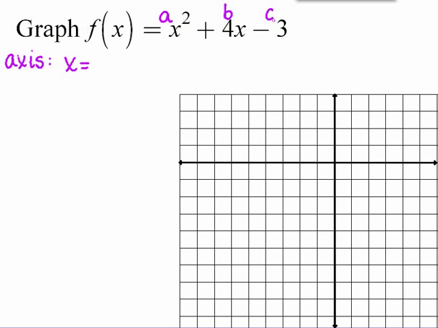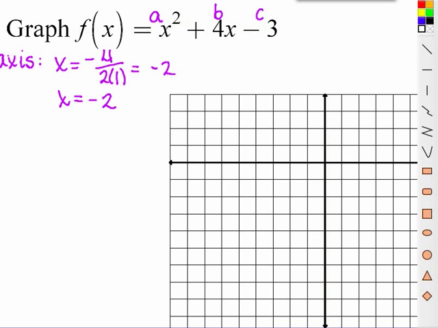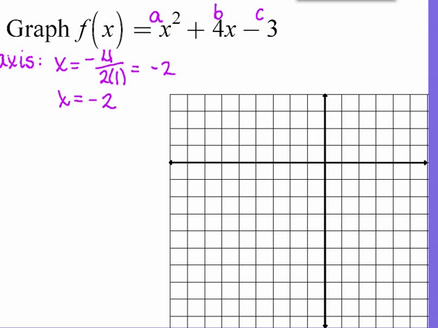Okay? And then that way it's easy to see which one is which. And so I have negative b, which is 4, divided by 2a. A is 1. So what does that give me? -2. So my axis is located at x equals negative 2. So now I'm going to draw a vertical line at negative 2. It's going to be dashed, and that's going to be my first part of my graph.